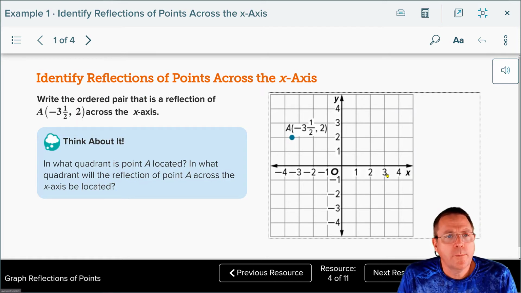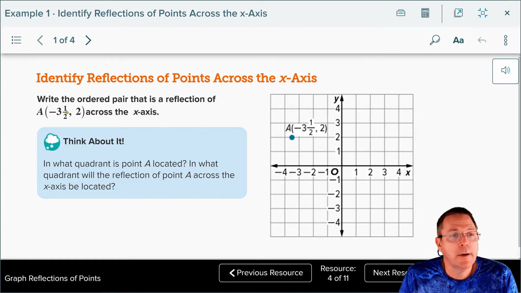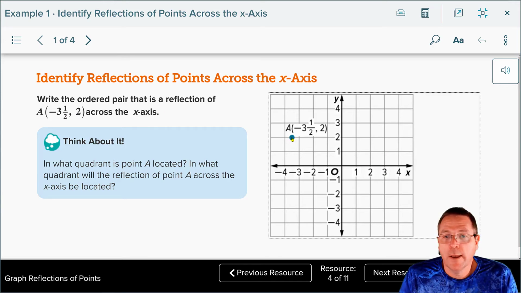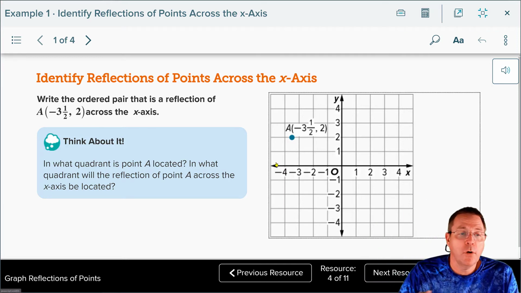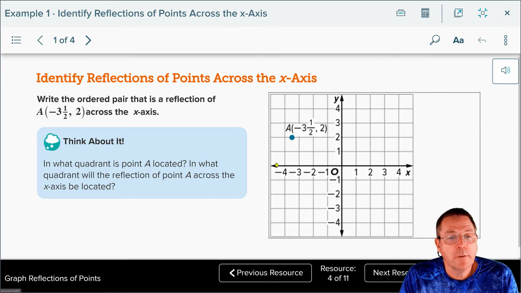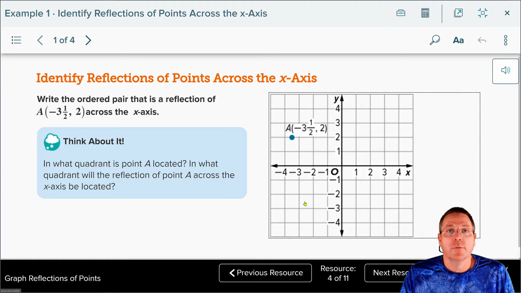Right, the ordered pair that is a reflection of A, which is located at (-3 1/2, 2), across the x-axis. So we've got the original point, point A, located here. This is the x-axis, and we are flipping across it, or reflecting across it. And what quadrant is point A located in? It is located in quadrant 2. And in what quadrant will the reflection of point A be located? Well, it's going across the x-axis, so it's going to be down here in quadrant 3.